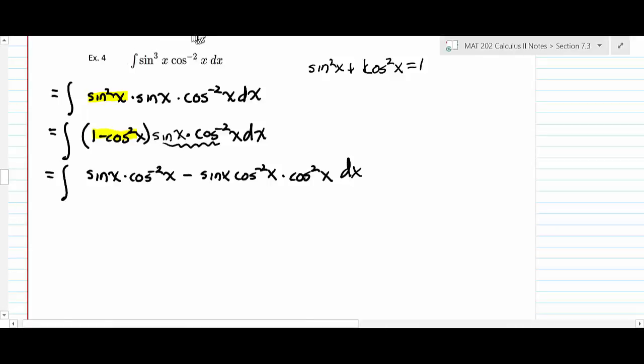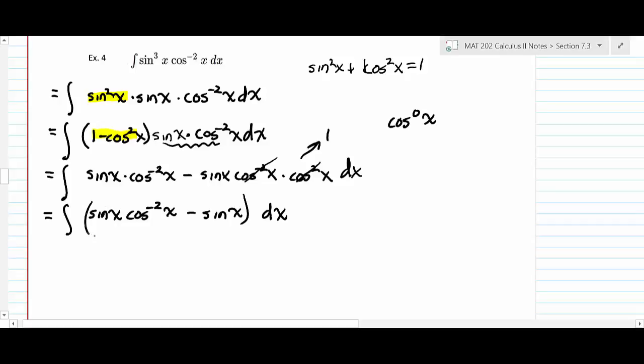So let's see. The next thing I'm going to look at here is this thing right here goes to 1 because that's really cosine 0x, right? Anything to the 0 power is 1. So it looks like what we'd have is we'd be left with sine x cosine negative 2x minus sine x dx like that. And then we'll kind of pause there and kind of see what we can do on this then.